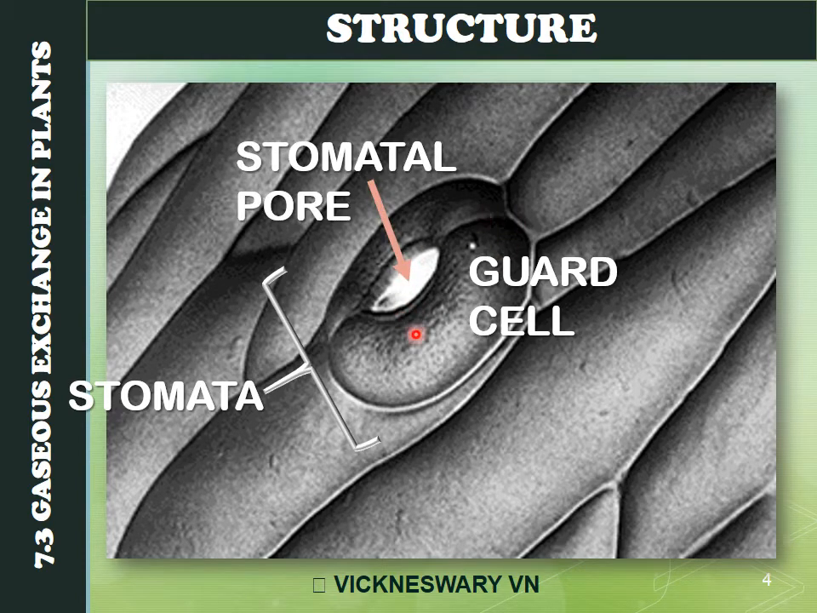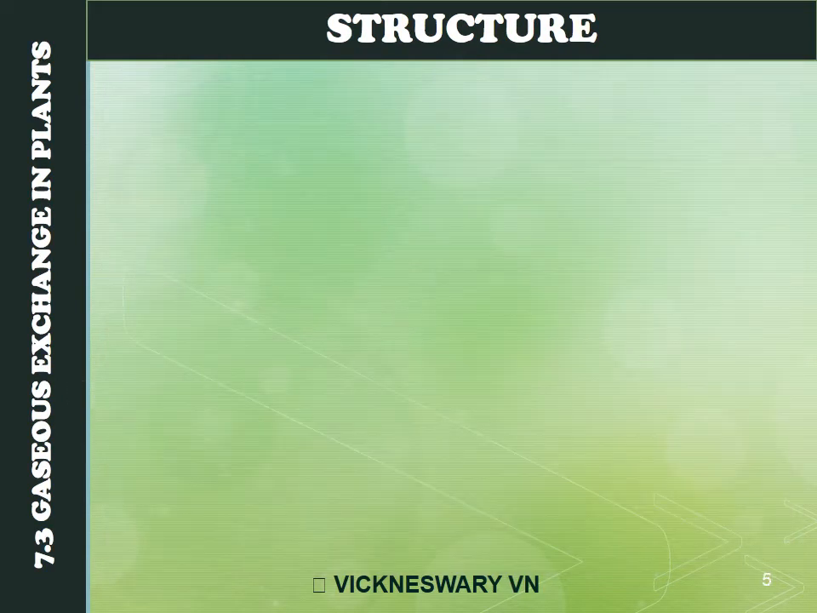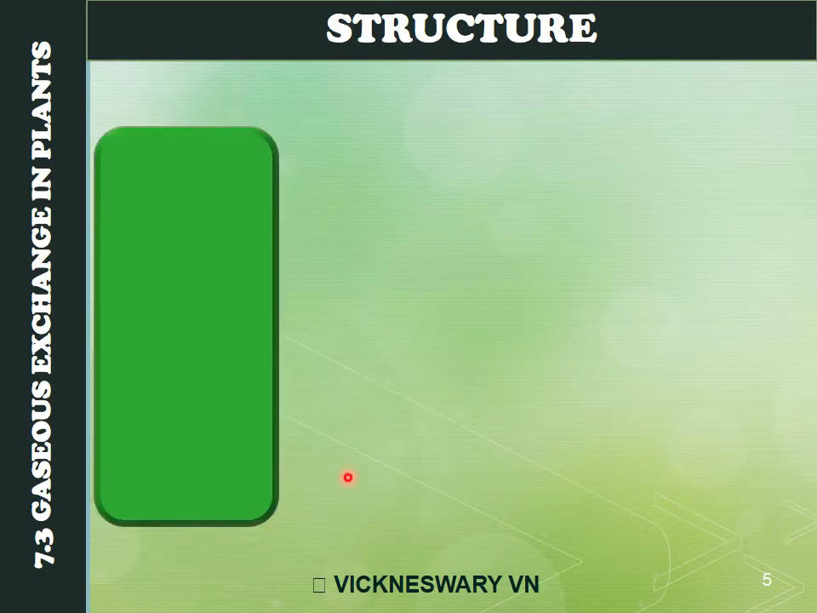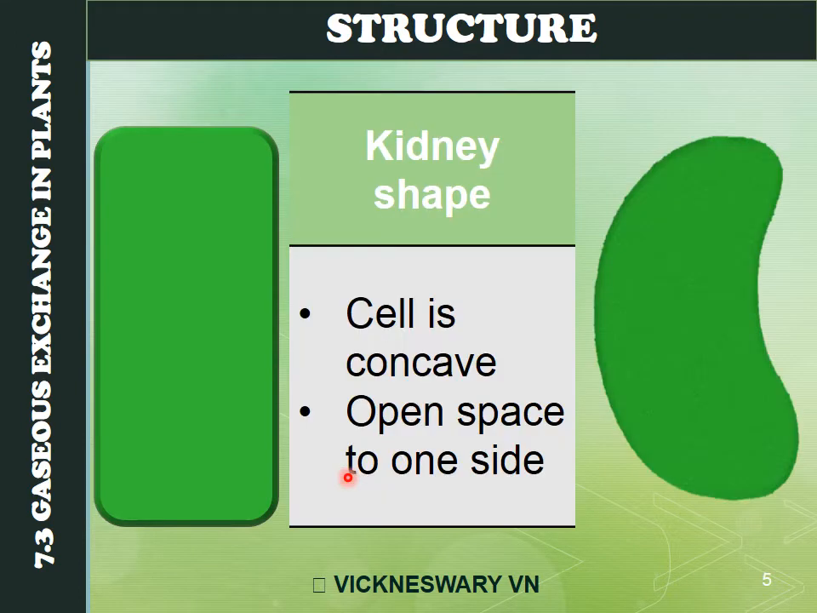So now let's go into the details of the structure of guard cell. The epidermal cells of the leaf are rectangular. The guard cells, however, are kidney shaped. This structure gives the cell a concave appearance, and on one side there is an open space.